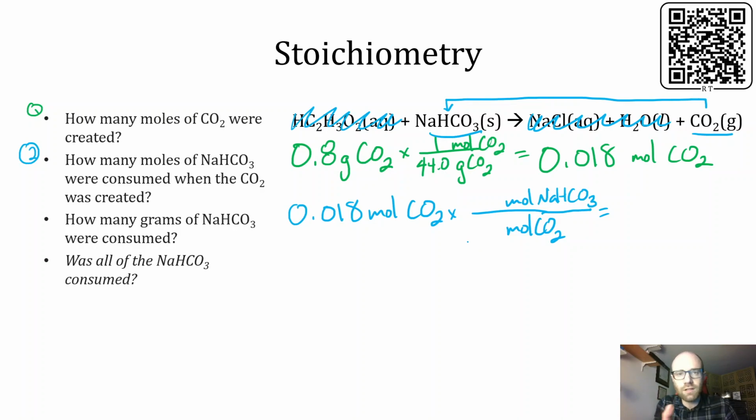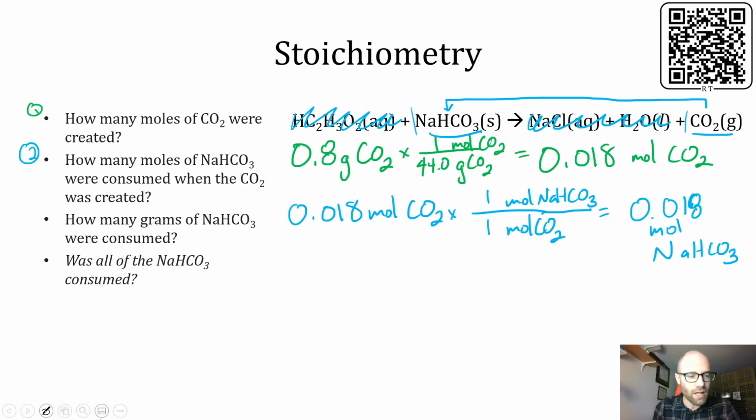So we can write our conversion again, right? We've got our given value, which is in fact the answer from the first question. We've got our dimensional analysis relating moles and moles, and when we're relating moles and moles, we use our coefficients. It turns out in this reaction, there's a 1 in front of both of them, so that the amount of moles of baking soda consumed is the same as the amount of moles of carbon dioxide created. And then finally, we could say how many grams of baking soda were consumed based on that information.